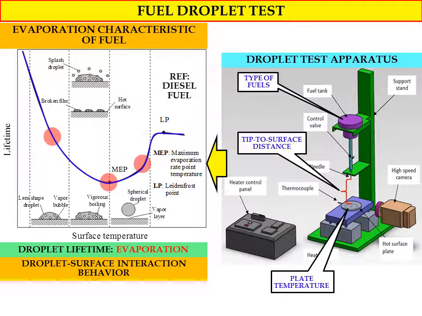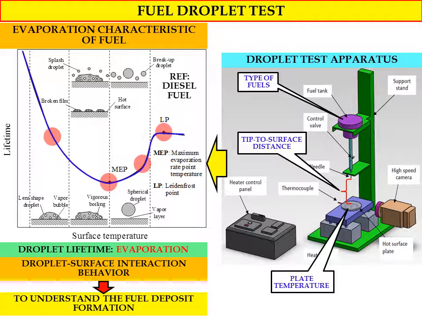In terms of behavior after MAP, we have a special behavior where a single spherical droplet is bouncing on the hot surface due to the formation of a vapor layer under the droplet. However, maybe due to a high tip-to-surface distance, we also have behavior where the droplet breaks up, but the droplets are still bouncing on the hot surface. And we also have what is called spherical droplet behavior at the Leidenfrost point, with a higher value of droplet lifetime.